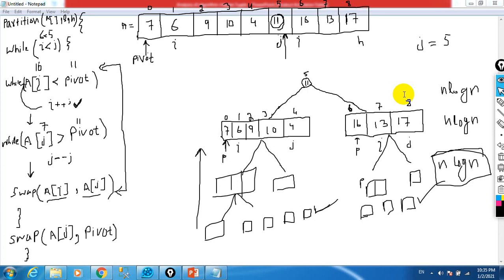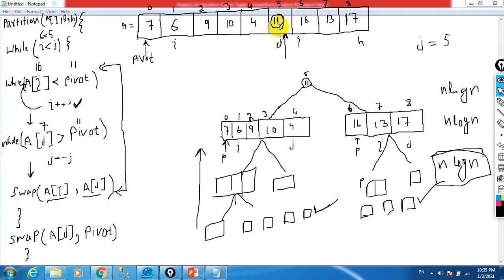Bismillahirrahmanirrahim. Dear students, in the previous lecture I explained the complete procedure of how to find the actual position of the pivot value and then do partitioning, and I also explained the algorithm for finding the actual position of the pivot value. This was the part of the previous lecture.